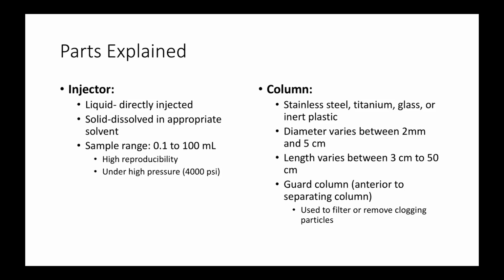The column can be made of a variety of different materials. You could have stainless steel, titanium, glass, or inert plastic. The diameter can vary between 2 millimeters and 5 centimeters, and the length can vary between 3 centimeters and 50 centimeters. Another aspect is that you can have a guard column, and this comes anterior to the separating column. This just helps filter out clogged particles or anything that could create noise and take away from the signal in the column.